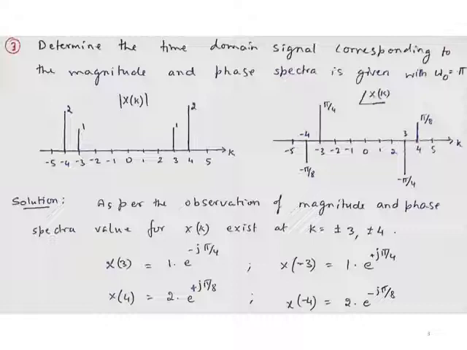I'll take another, different problem. The problem statement goes like this: determine the time domain signal corresponding to the given magnitude and phase spectra, with omega naught equal to pi.